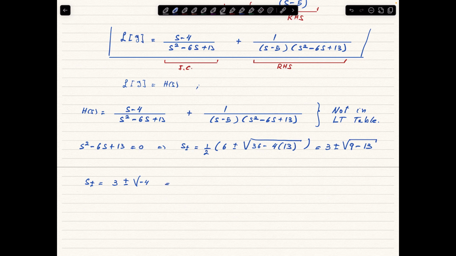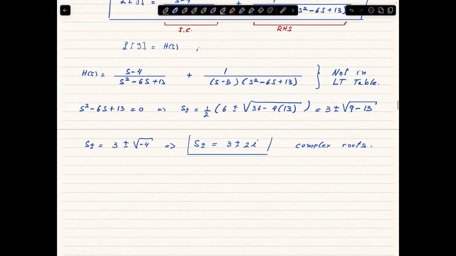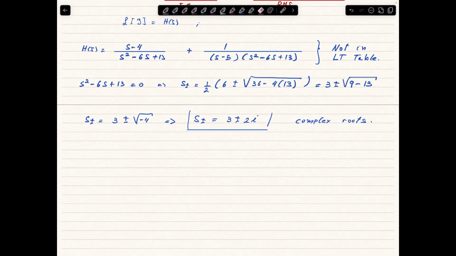So we end up with s plus minus equal 3 plus minus 2i, which are complex roots. So we have two possibilities here. Do partial fractions. One is do partial fractions with complex roots.